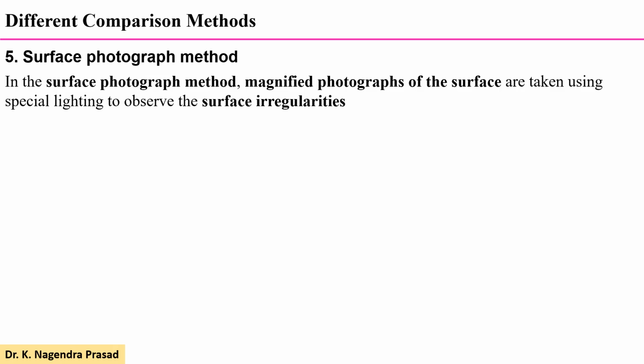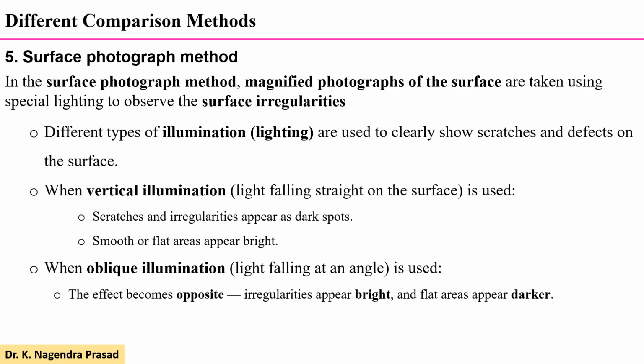The next method is the surface photograph method. In the surface photograph method, magnified photographs of the surface are taken using special lighting to observe the surface irregularities. In this method, different types of lighting are used to clearly show the scratches and defects on the surface.